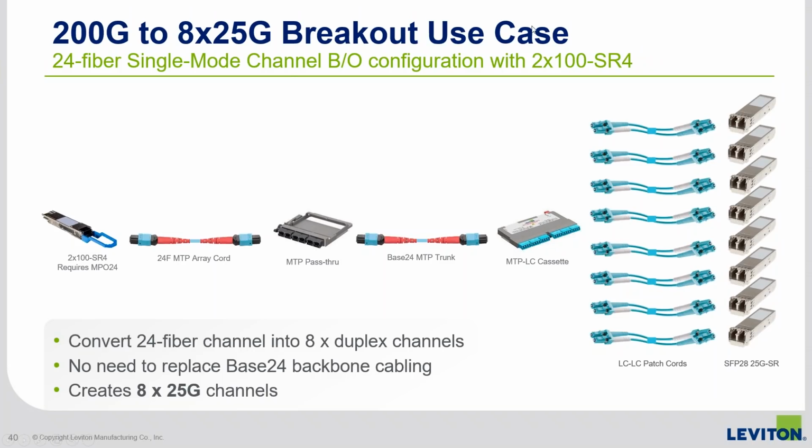Cisco also introduced the same option for the multi-mode side for SR4. You'll see here it's a 2 by 100 SR4, which also requires the MPO24 multi-mode. This shows an OM4 cabling solution to support that. Base 24 cabling going into a cassette and converting these to SFP28 25 gig channels. Pretty straightforward there, but again, that's going to lower the cost of those 25 gig ports for each one.